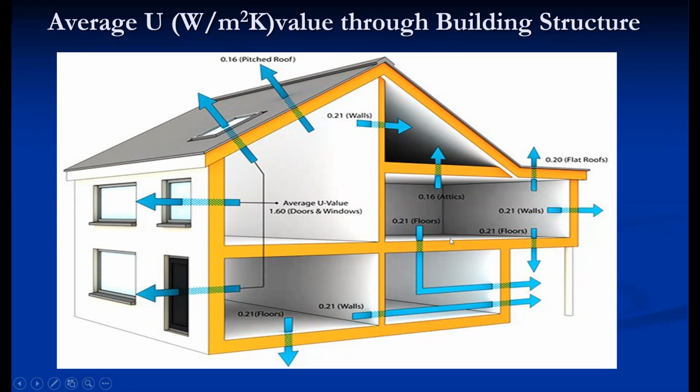But for most of the wall structures, it is 0.21, 0.16 like that. So for various locations, this is how the overall heat transfer coefficient values are considered. The average values are 0.16 to 0.21, except for the doors and windows.